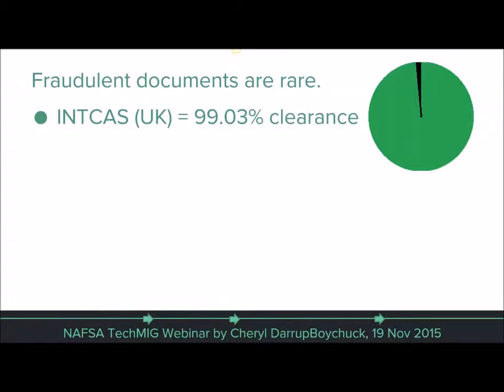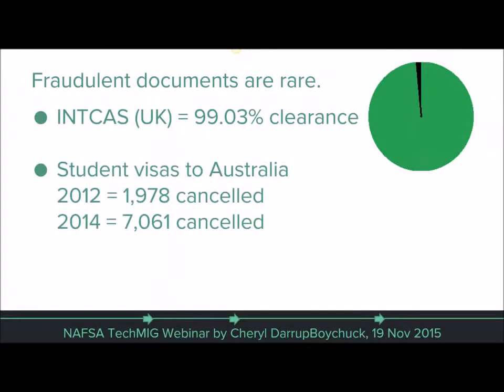Again, we'll probably never know the exact percentage as we simply don't know what we don't know. We are doing some work with an organization called INTCAS in the UK, that stands for Intelligent Communities Around Students, and they process hundreds of thousands of international applications for incoming students to the United Kingdom. So through their due diligence, they found a 99.03% clearance rate. So the vast, vast majority of applications that they processed are legitimate.